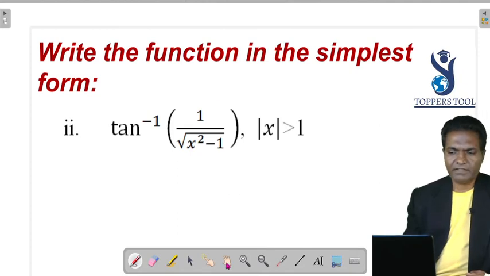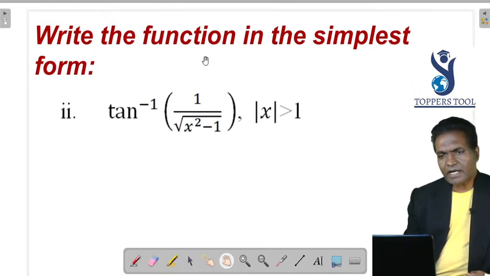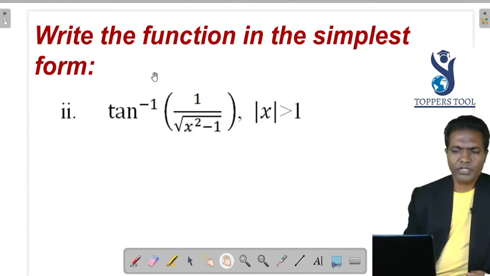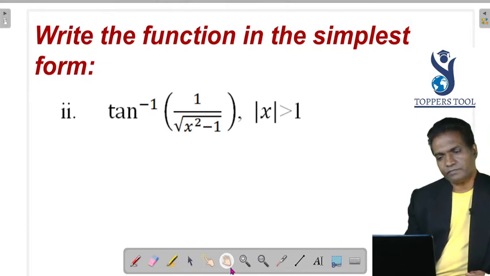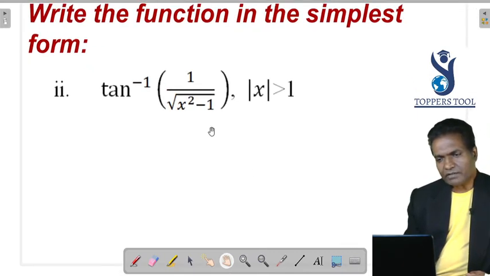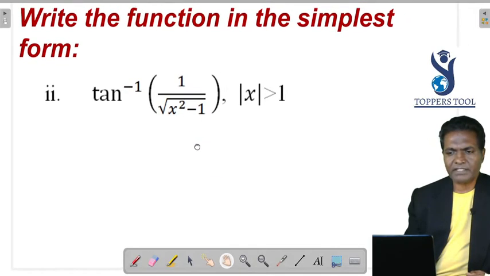Here is the second one. Write the function in the simplest form. So you are supposed to express it in its simplest form. Now look here. In the denominator we have x square minus 1.